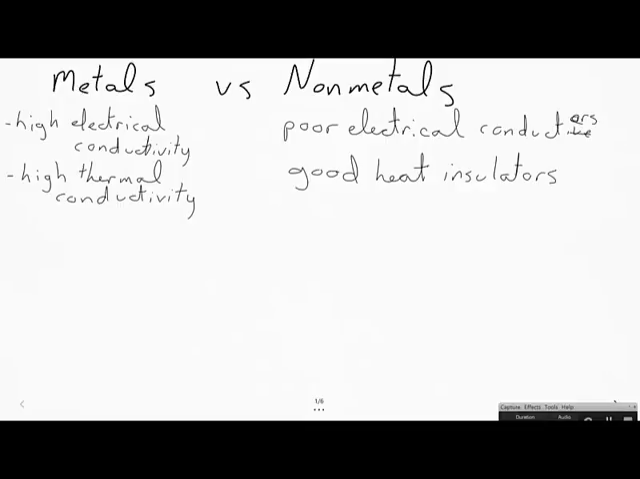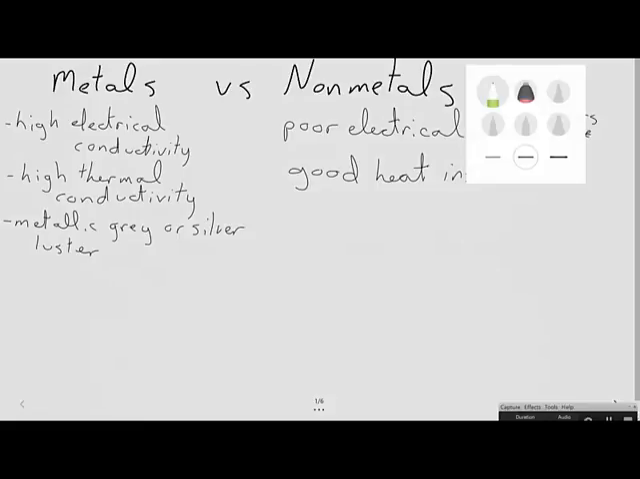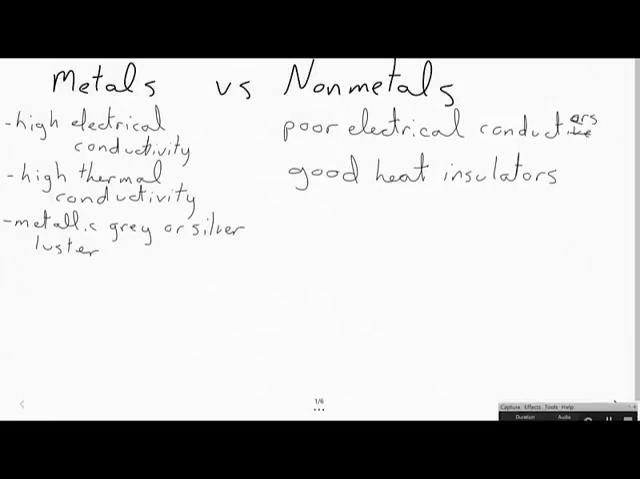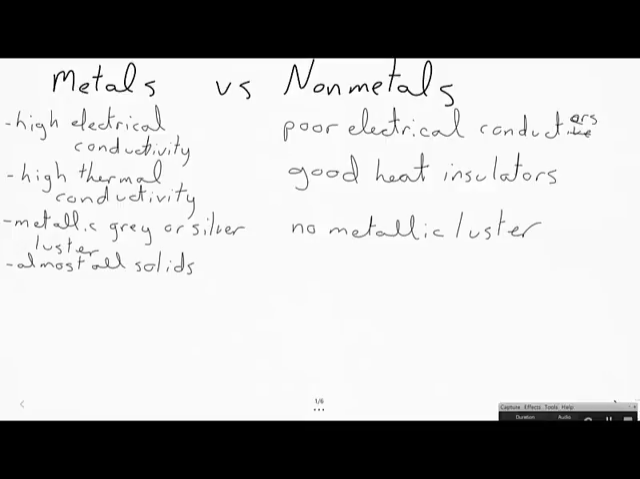In other words, it's sort of like being shiny. So they have a metallic gray or silver luster, whereas nonmetals have no metallic luster at all. Metals are almost all solids at room temperature, whereas nonmetals can be solids, liquids, or gases. Again, this is at room temperature.